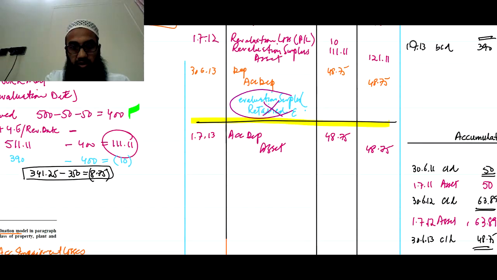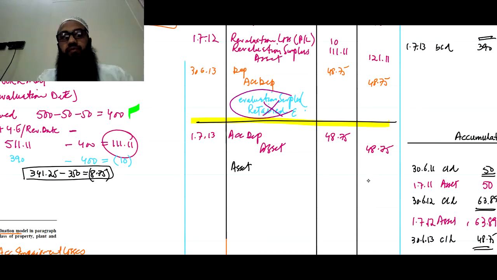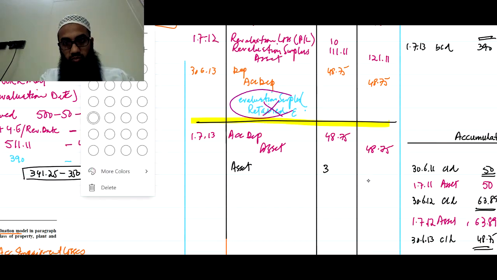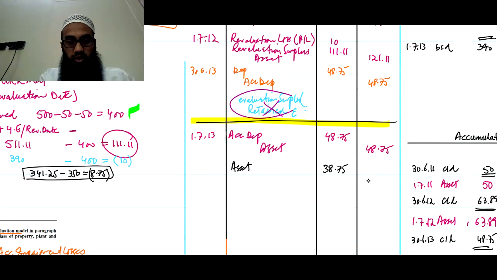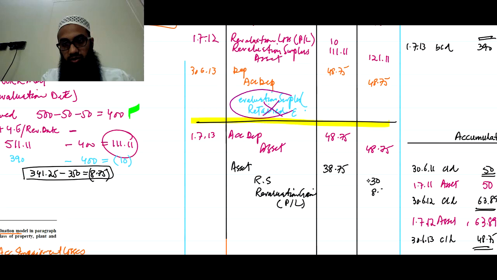Asset debit here, asset debit with 38.75. A revaluation surplus should be credited by 30, and a revaluation gain which will go to profit in other income, 8.75. This is our revaluation journal entry.